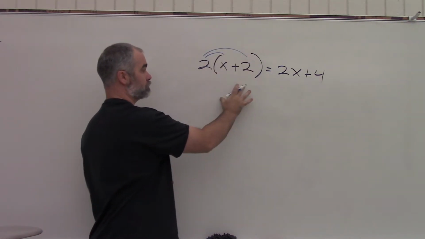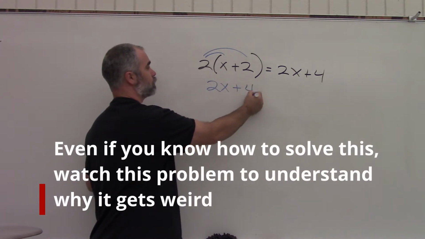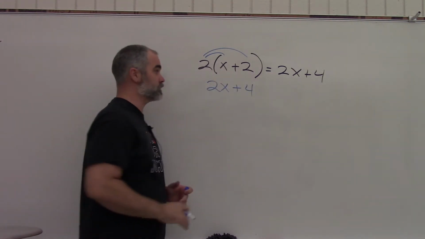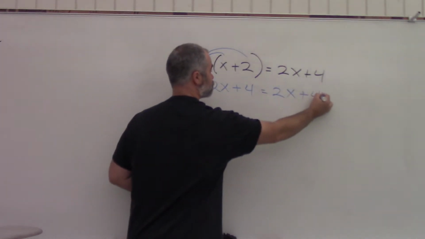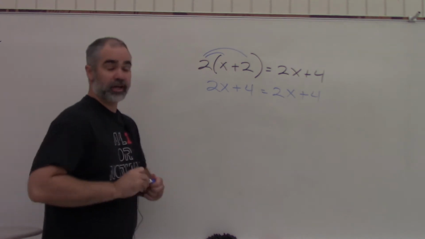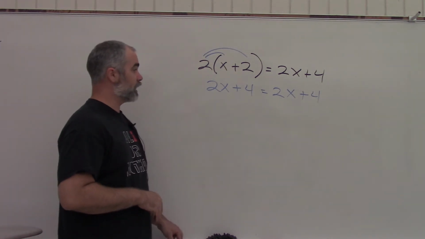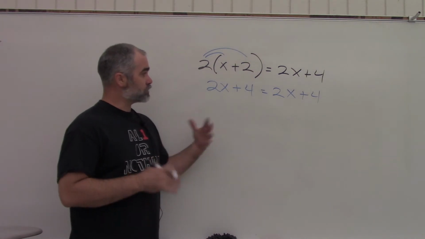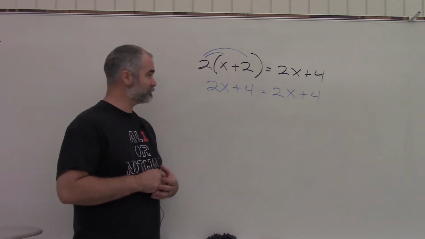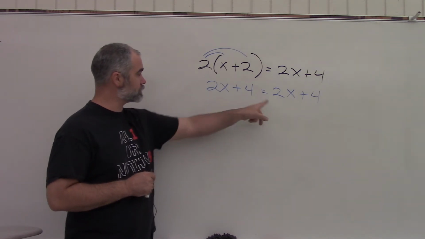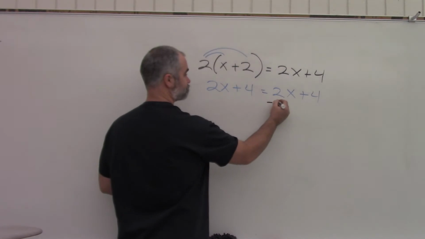We'll distribute. Nothing wrong with that. We'll get 2x plus 4, because remember, distribution is multiplication. Then we have 2x plus 4 over here. Some of you might already be seeing what's going on with this. Again, I want to figure out which side would make this easier. I want to keep the x positive, so I could either subtract this 2x or this 2x. I don't know. Let's subtract this 2x.